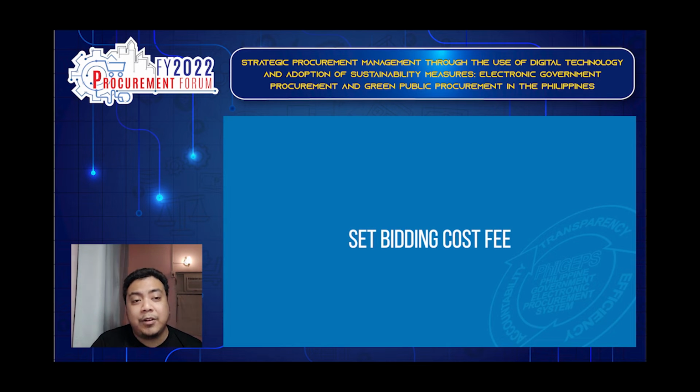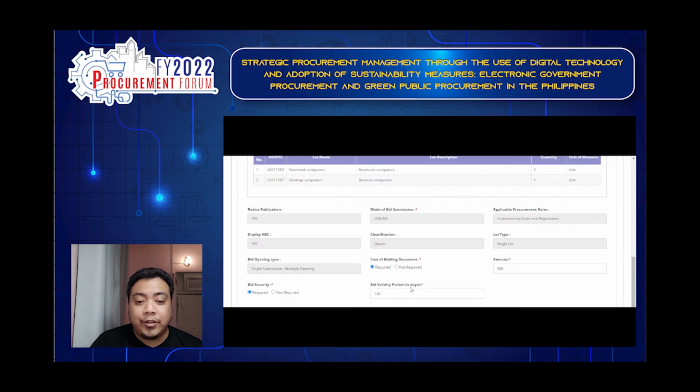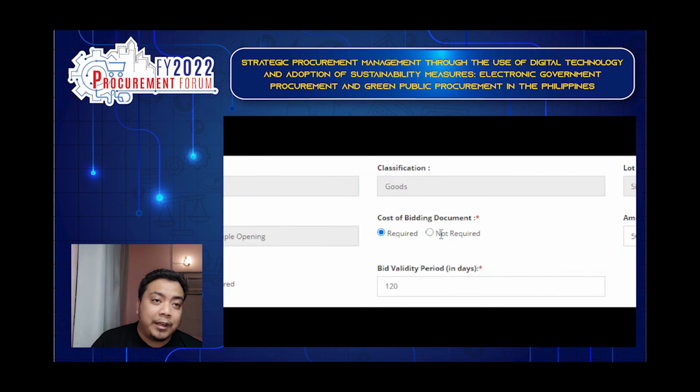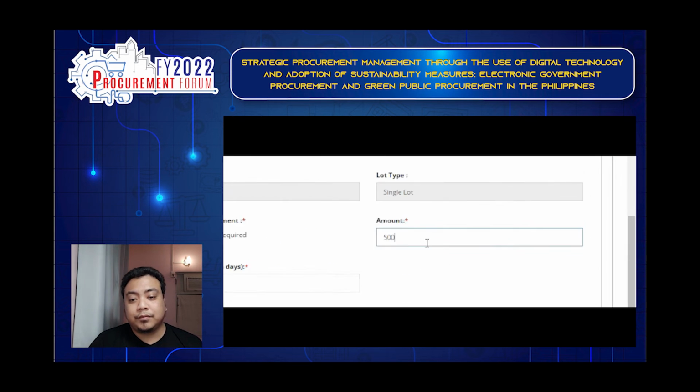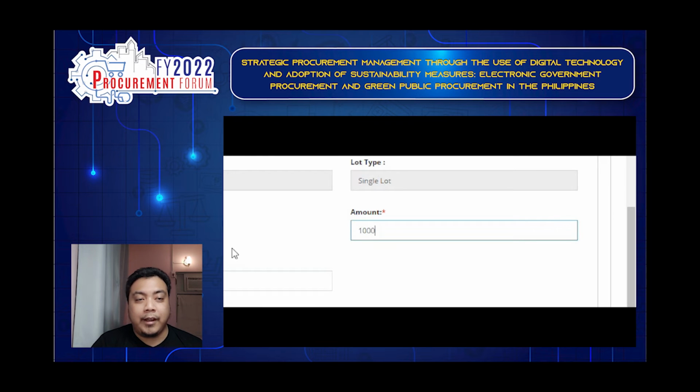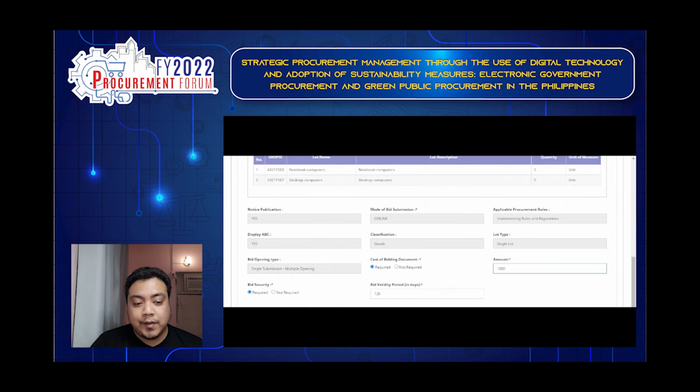Now we set the bid notice cost fee. So under the cost of bidding document, may required at may not required. And then we can set the amount kung magkano. So yan.